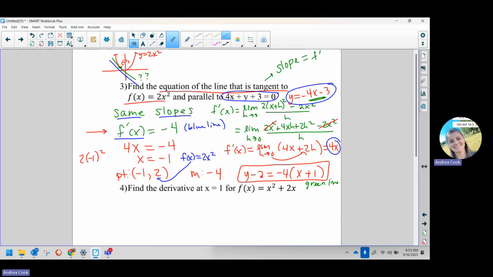How do you know which function you plug the derivative into? Because I want the point on the function. No, okay.